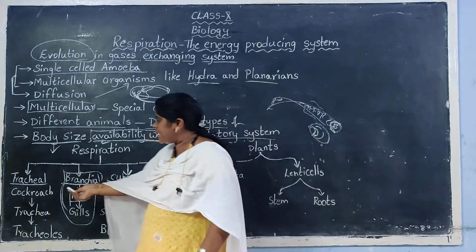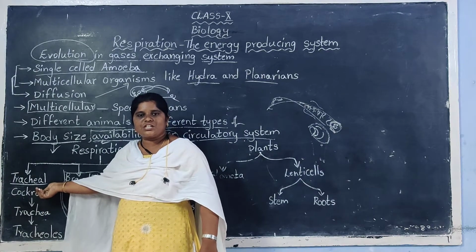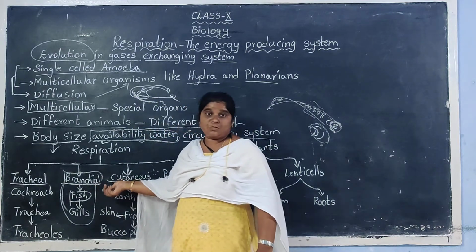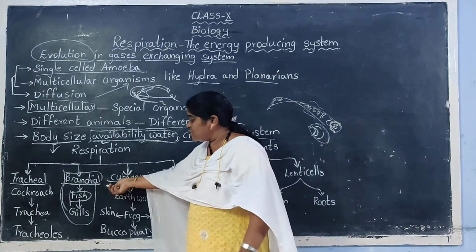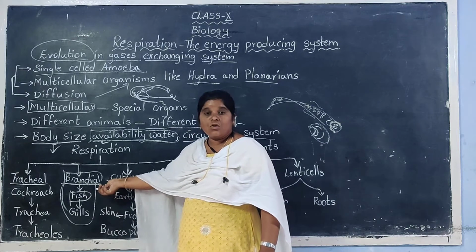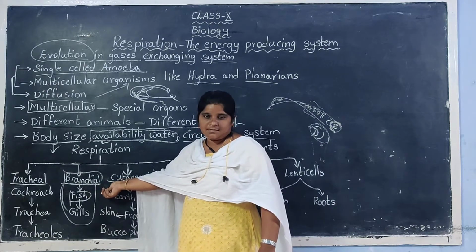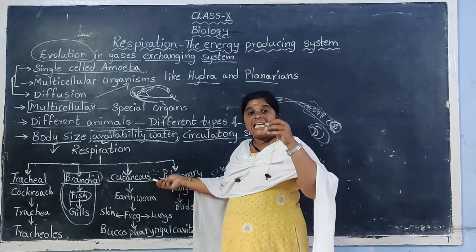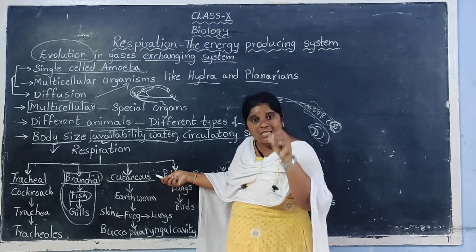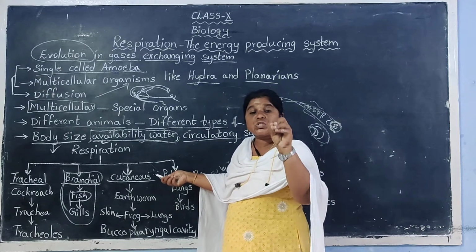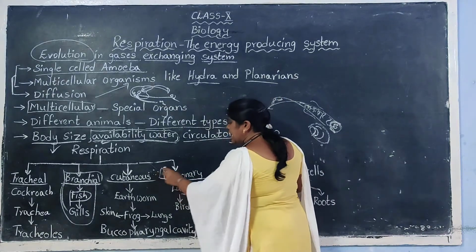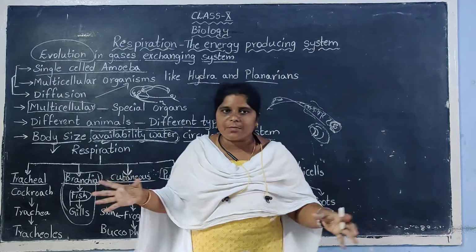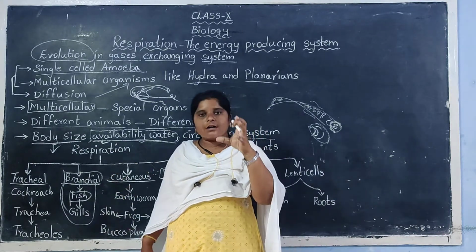First of all, if the trachea is the respiratory organ, the respiration undergone by them is tracheal respiration. If gills are there, their respiration is bronchial respiration with the help of gill pouches. Next one is cutaneous respiration. If the respiration is undergone through skin, it is called cutaneous respiration. And finally, all of us, birds, reptiles, are provided with a special organ.